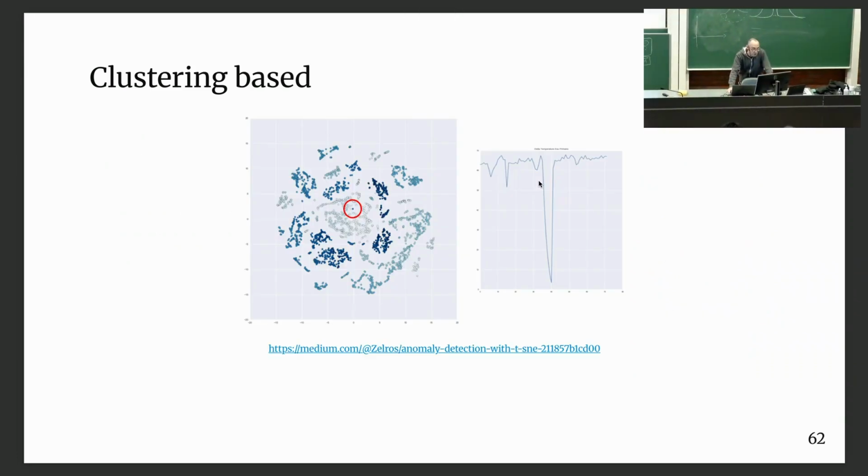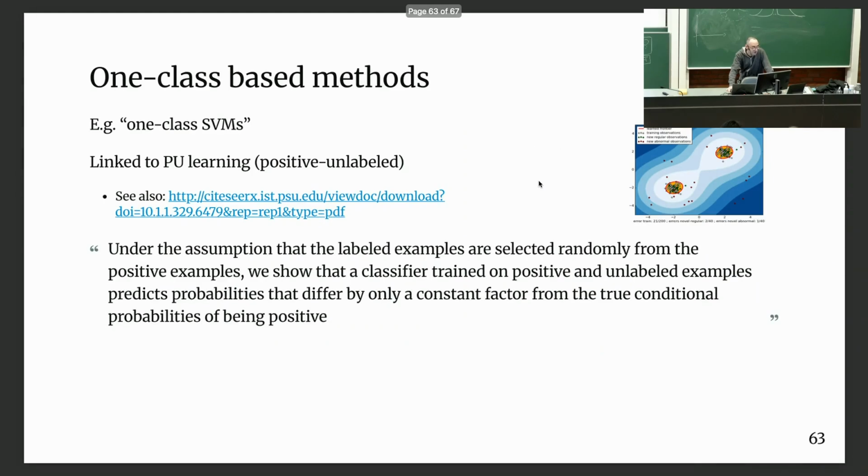This is an example of someone who did exactly this, back then still using t-SNE, to hunt for anomalous instances in, I think it was railroad data or train data, something like that. Already a bit of an older article, but this is something that you can do.